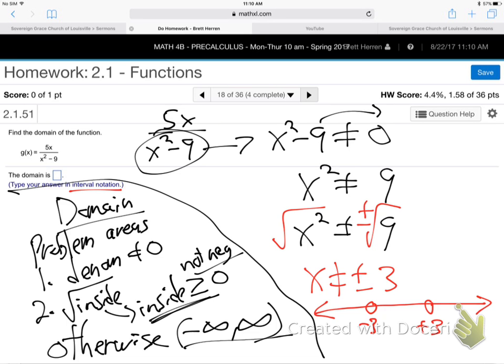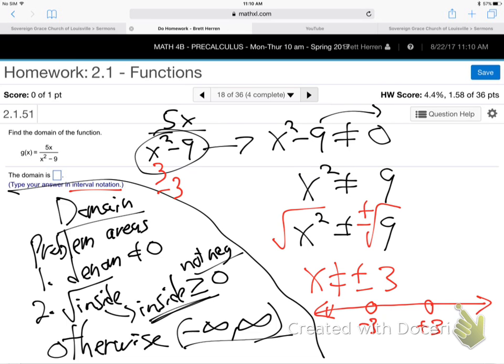Because if you plug in 3 or negative 3, squared will be 9, minus 9 will make that denominator 0. It'll choke the function. You can't have 0 in the bottom of a fraction. We talked about that, right? Can't have 0 in the bottom of a fraction. It's undefined. It's not in the real world. Okay, so what does that mean?